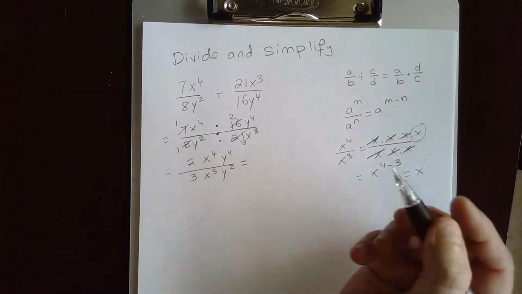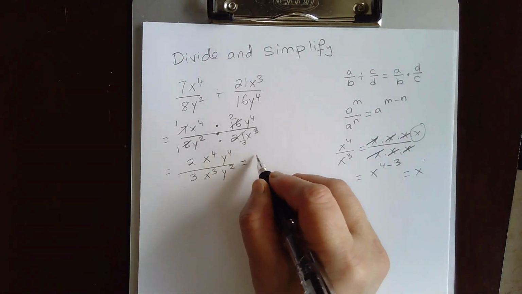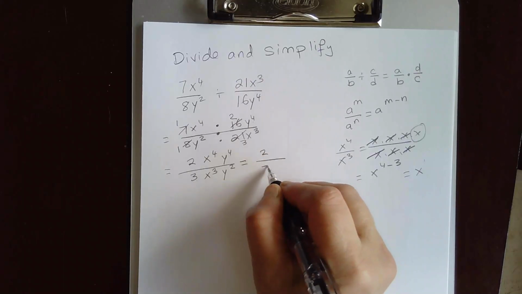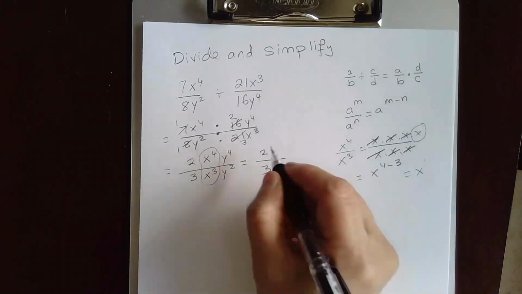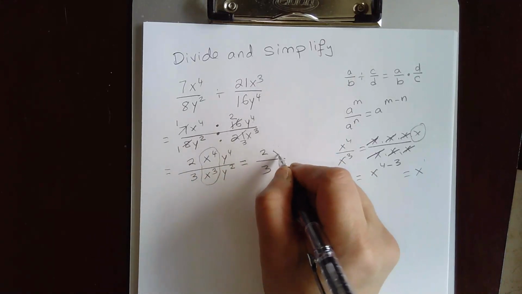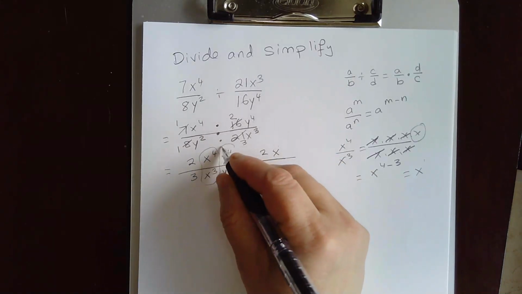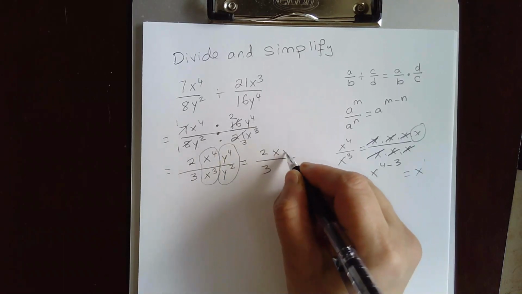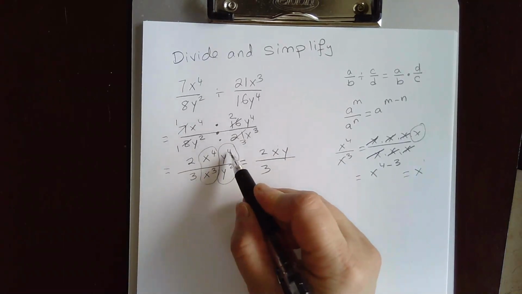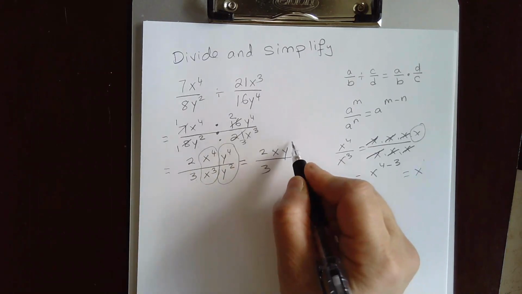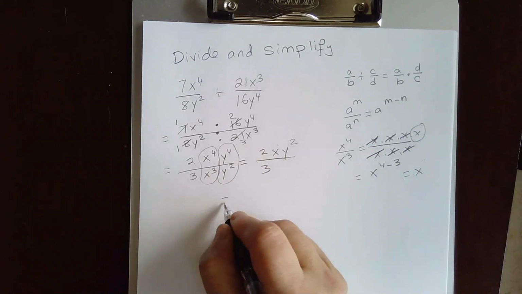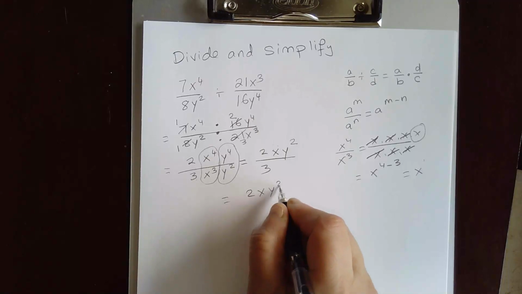2 over 3 does not simplify, so we leave that. And these simplify using the quotient rule of exponent. We just did this. x to the 4th divided by x cubed, that's x. y to the 4th divided by y squared, that's y squared. The power of the numerator, 4, minus the power of the denominator, that's 2. So that's your answer, 2xy squared over 3.